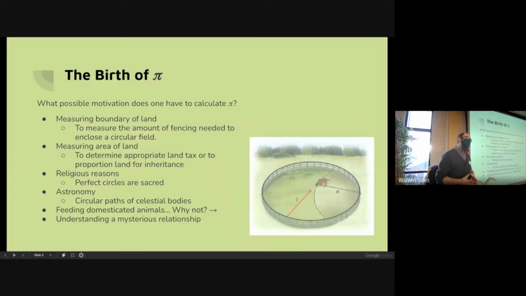Why would you want to actually get to the point where you're calculating this number? What is this ratio? So you might want to measure the boundary of a land. You have a circular region, and you're trying to measure the perimeter around it. This is good for putting fencing up. You want to figure out how long the boundary is.